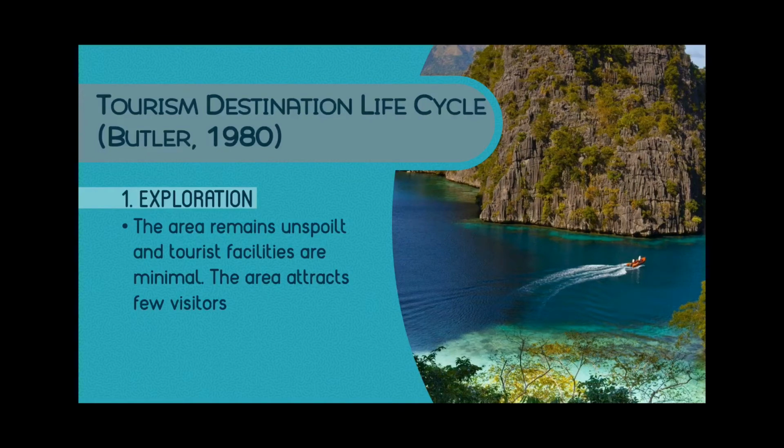So first, let's discuss what is the life cycle of a tourism destination. How does it start and how does it end, if it does end? So Butler in 1980 suggested 6 phases of the tourism destination life cycle. The first one is exploration. This is when the area remains unspoiled and tourism facilities are minimal and the area attracts few visitors.